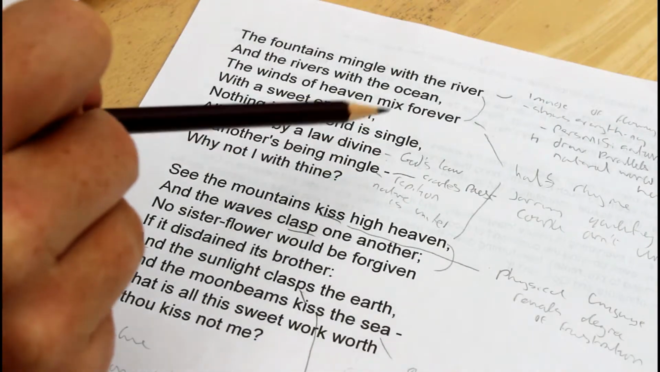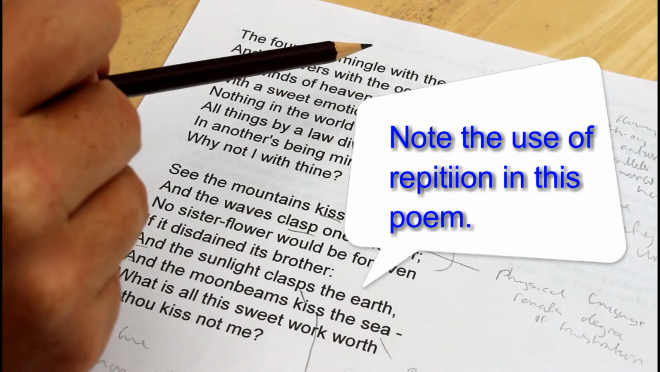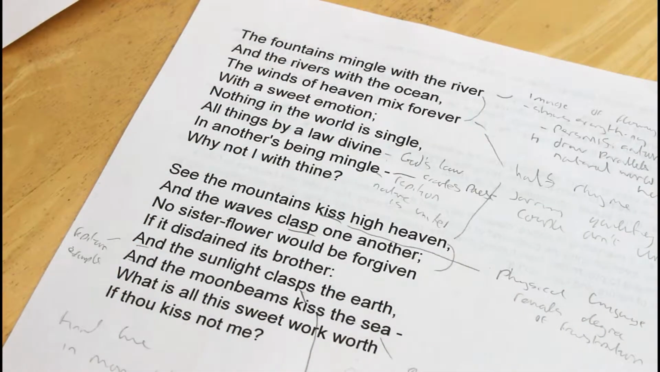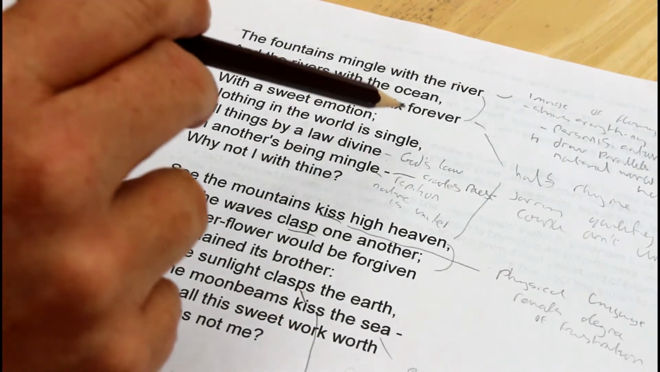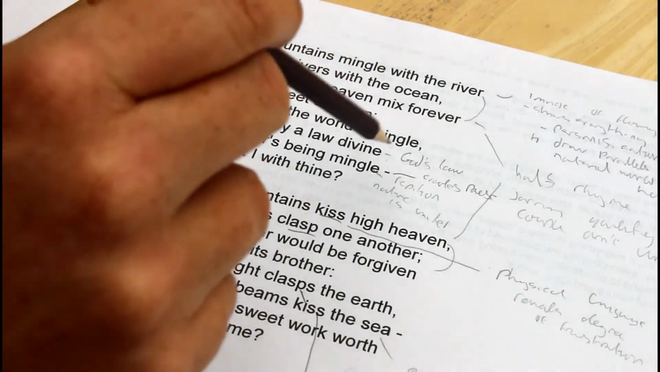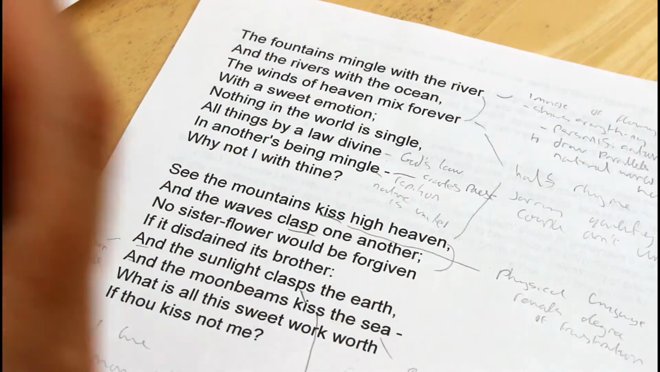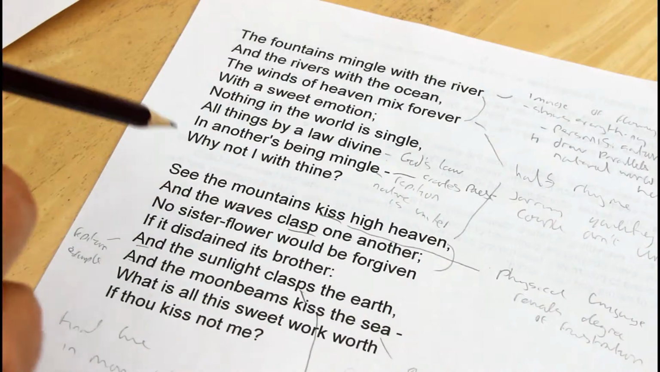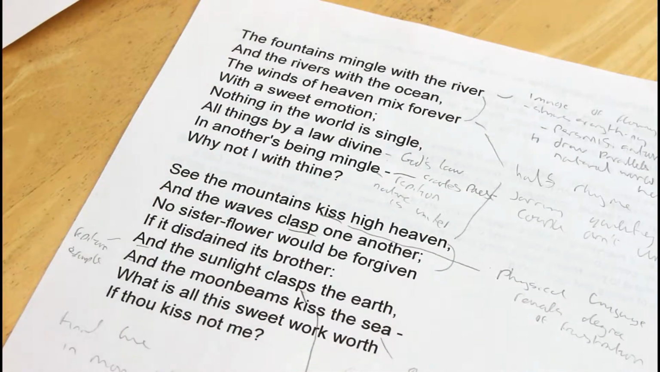I like the fact that there's a repetition here of "mingle". He mentions it again in the first line, that sort of repetition emphasising the importance of the theme of the poem. Also, "mingle" is rhymed with "single", which is quite an interesting juxtaposition of two ideas, single and mingle, coming together. And then we get that wonderful "why not I with thine?", that monosyllabic structure of the line.